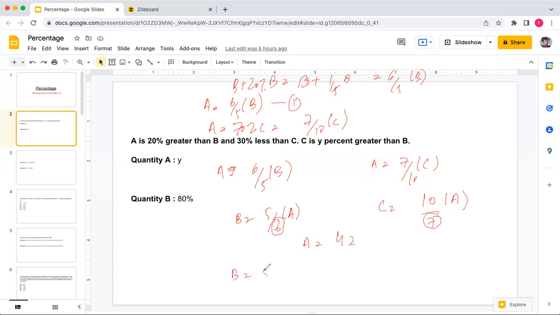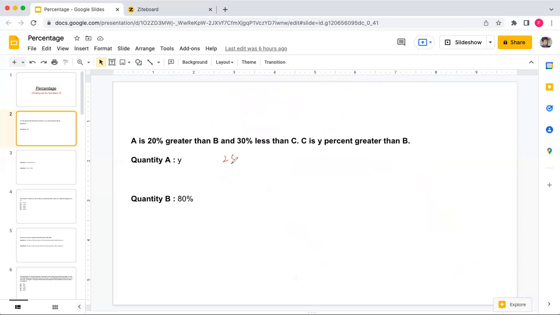So B will be 5 into 7, 35, and C will be 10 into 6, 60. The question is saying C is Y percent greater than B, right? So first, C is what percent greater than B? So what is the change? That is 60 minus 35 over 35 into 100, and that is 25/35, right? Now we have 25/35 here. If I keep that in fraction, that will be 5/7. And if I convert this into fraction, that will be 4/5.